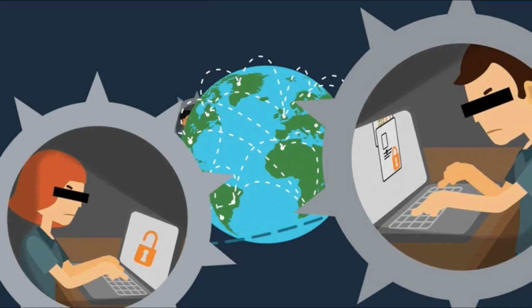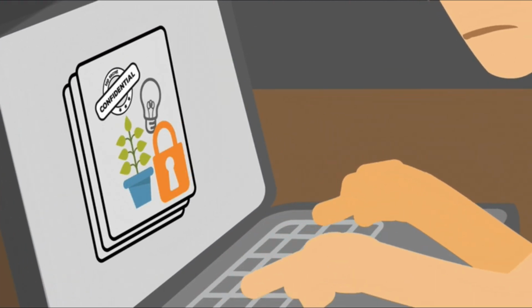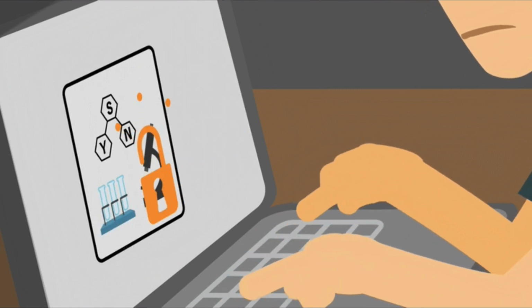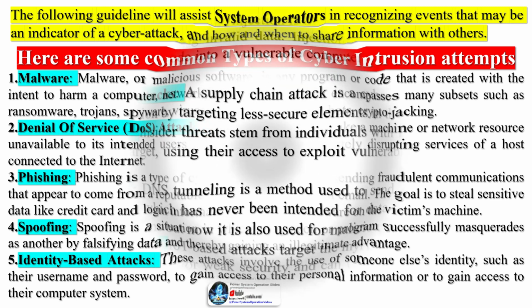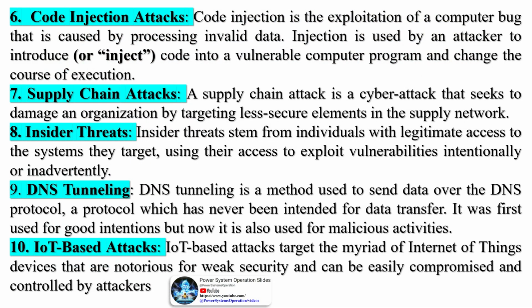Spoofing. Spoofing is a situation in which one person or program successfully masquerades as another by falsifying data and thereby gaining an illegitimate advantage. Identity-based attacks. These attacks involve the use of someone else's identity, such as their username and password, to gain access to their personal information or to gain access to their computer system.